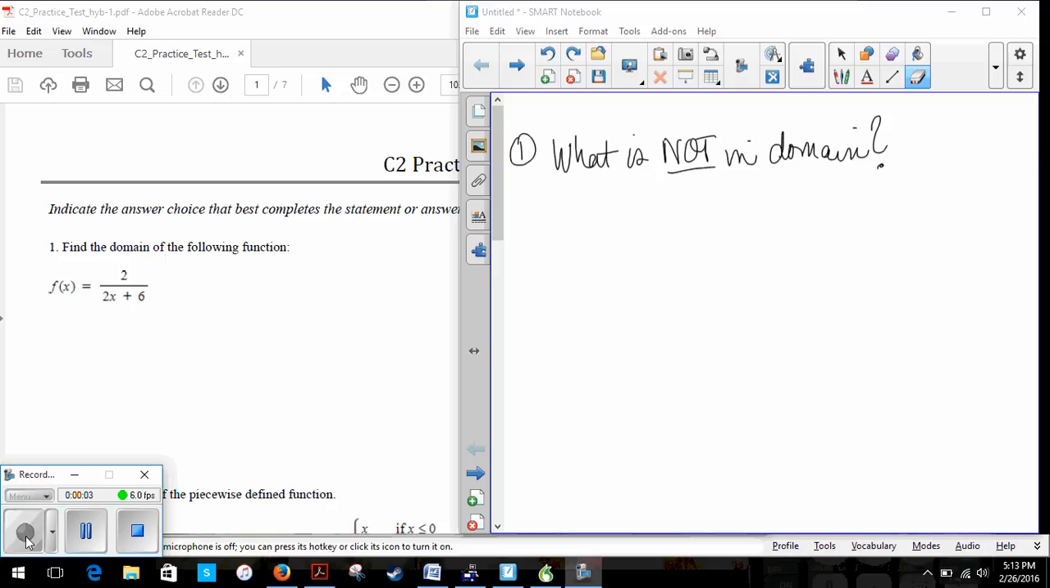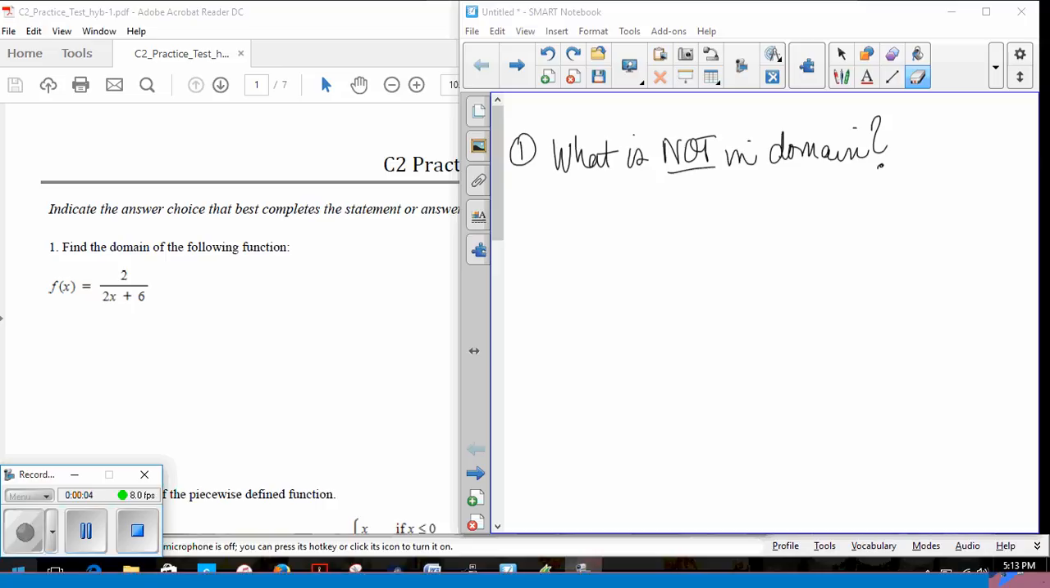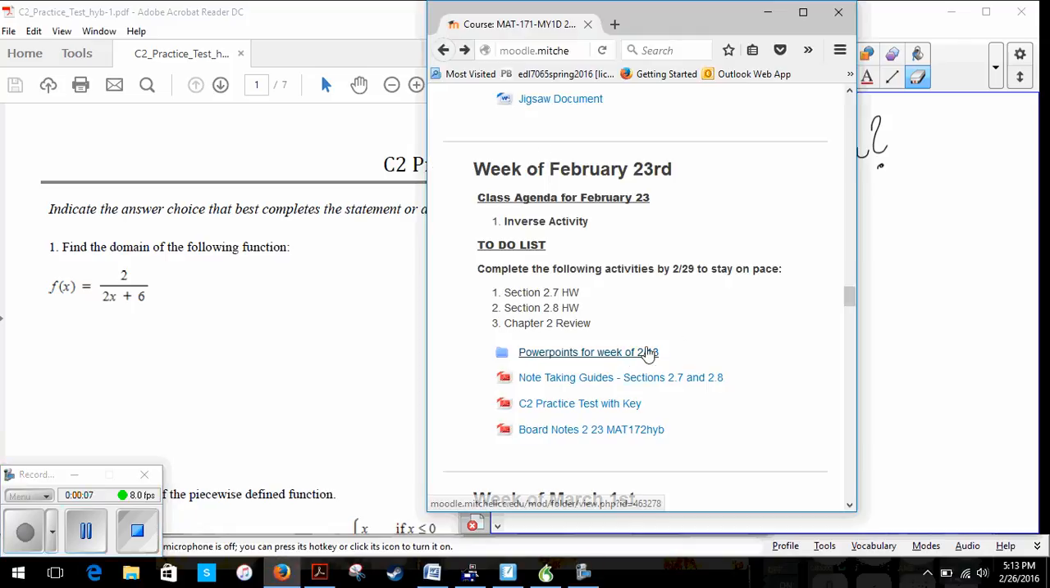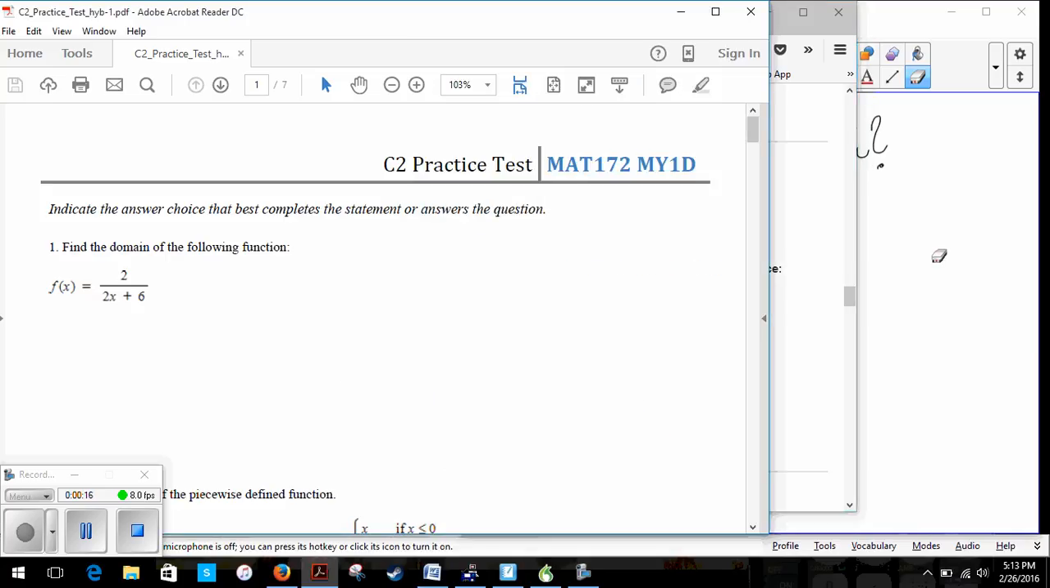Today we're going to look at the Chapter 2 practice test. It is uploaded in Moodle under the week of February 23rd. It does have a key, but the key only lists the solution. It doesn't show how you get to the solution. So that's what we're going to do right now.